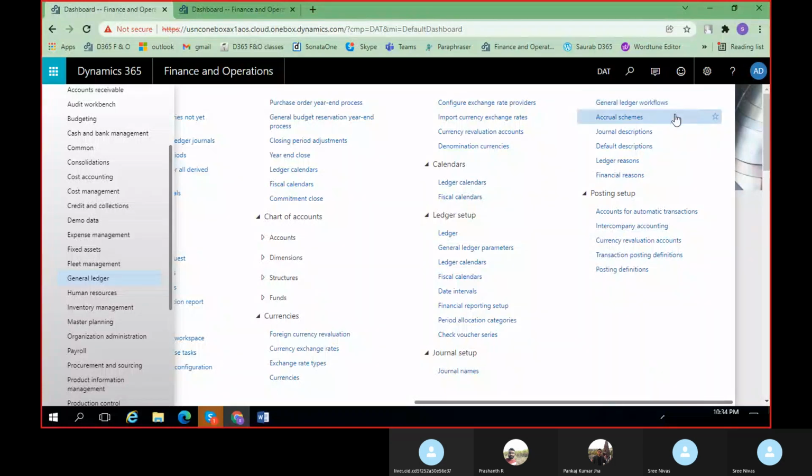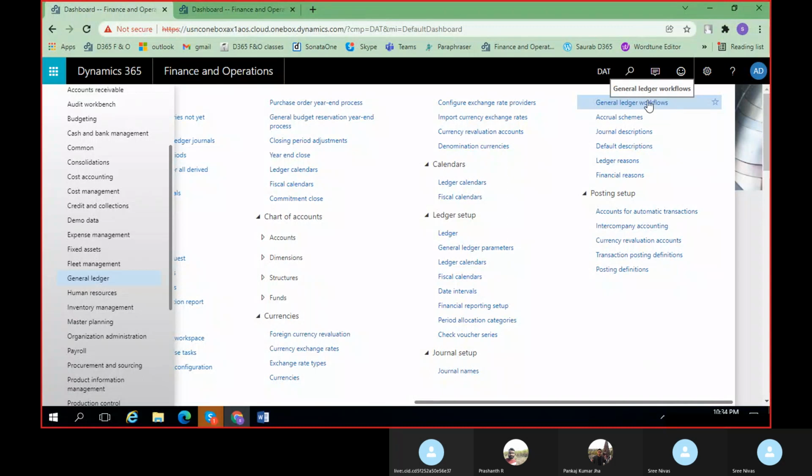The reason being, these workflows are common in every module. Here we'll call it a general ledger workflow. Under accounts payable, we'll call it AP workflows. In every module, there will be a hierarchy to approve any transaction. So you'll have to remember the configuration, how to give these approvals.